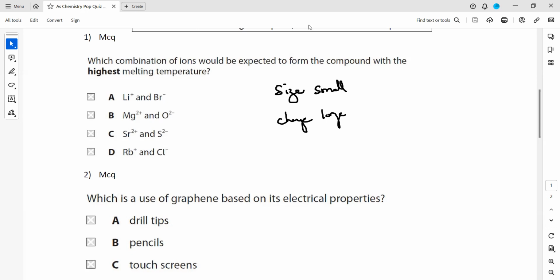So when we check lithium, the ion will have one shell. But why don't we bother about these two? Because if you check the charge, it's +1 and -1. But options B and C have ions with the charge +2 and -2. So the charge on the ion is the main factor rather than the size. That's why we check which has the greater charge. So either B can be the answer or C can be the answer.